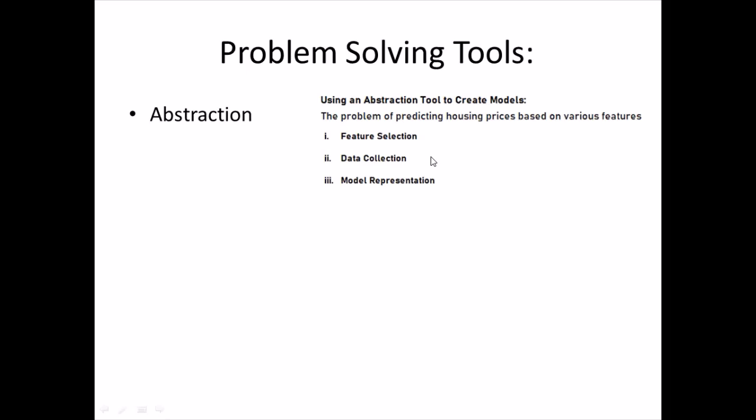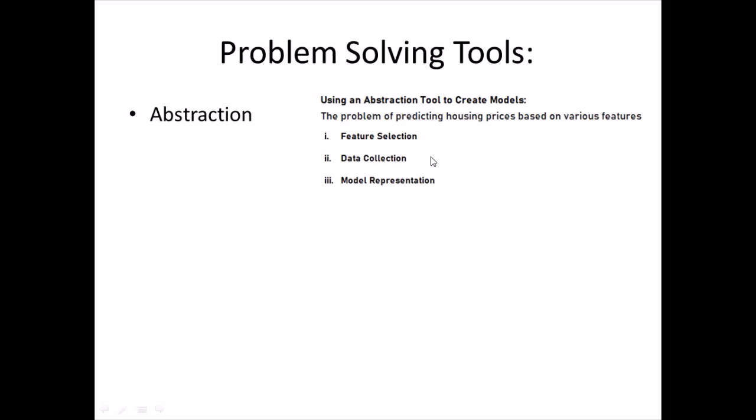Now, the second aspect is data collection. Once we have identified the relevant features that we need, we will collect a data set that includes housing examples along with the corresponding prices and chosen features. This data set serves as the basis for creating our model.